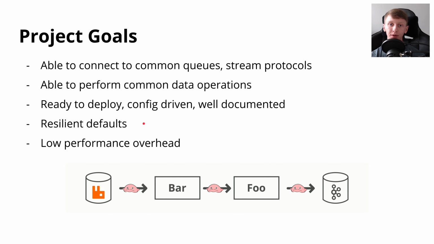And for us, it needed to be very resilient, so it's got very resilient defaults. I'll explain that in another slide. And it's got to be low performance overhead. So we've got performance critical pipelines, and obviously if we're dropping this thing in multiple places, it needs to therefore have a negligible impact on throughput and latency.